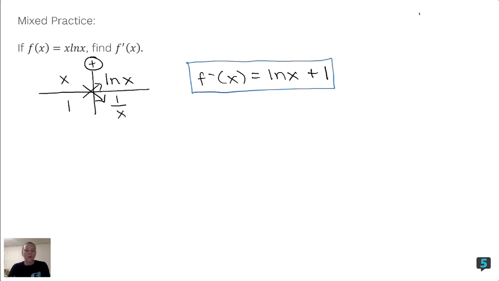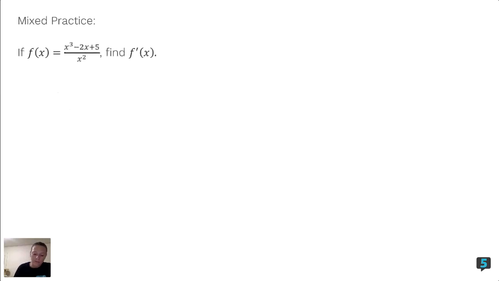Any questions on that one? That one's pretty straightforward. All right, here's our next one. This time I want us to take the derivative of f of x equals x cubed minus 2x plus 5, all over x squared. Try this one again on your own and see what you come up with. We're trying to find f prime of x.